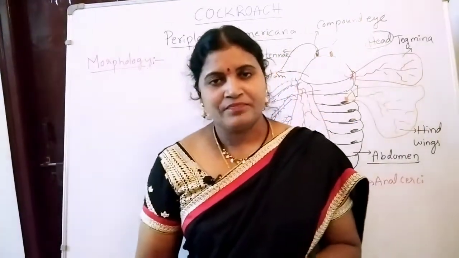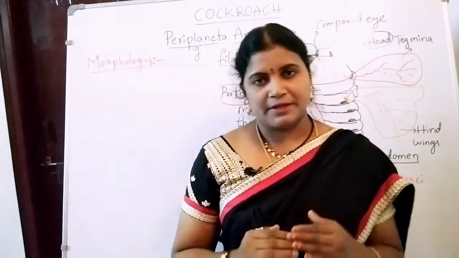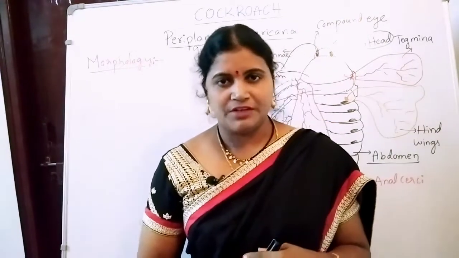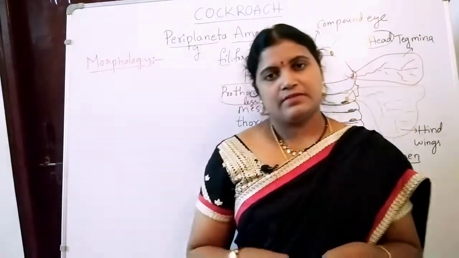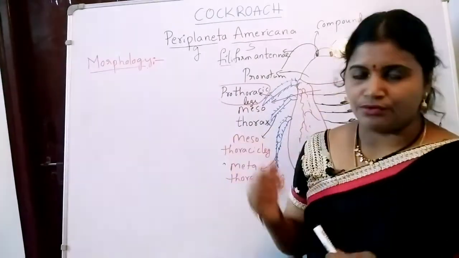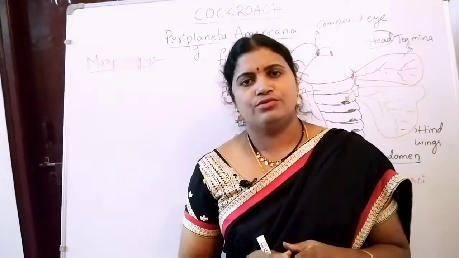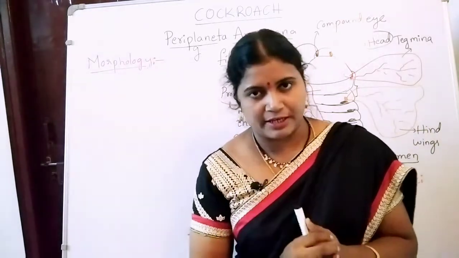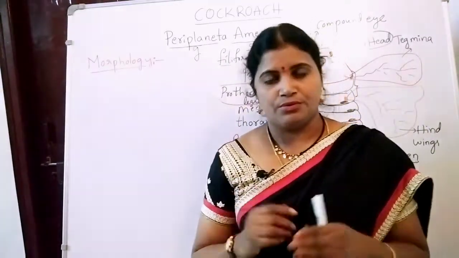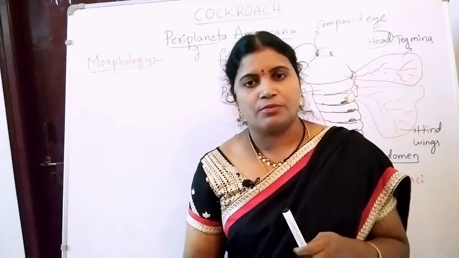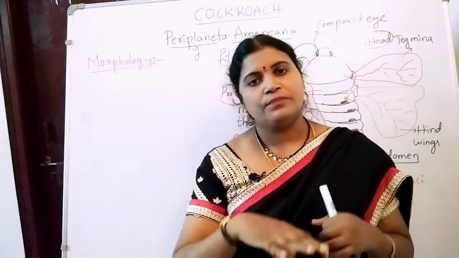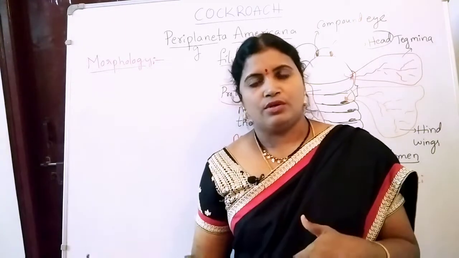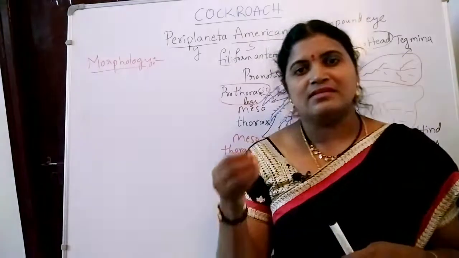This is Prashanti ma'am. So in today's class we are going to see the Periplaneta americana, that is the cockroach, complete morphology and anatomy in one class. First we will see the habitat of the cockroach. Mostly it lives in damp, dark places. Why? Because it is a nocturnal animal, and also it is omnivorous. What is the meaning of omnivorous? It feeds on all kinds of food substances, living and non-living. So it acts as a scavenger.